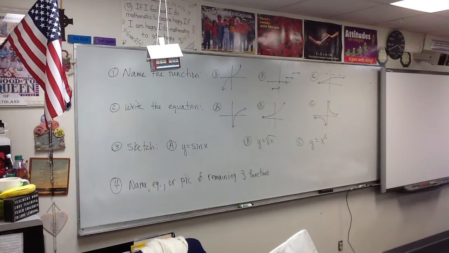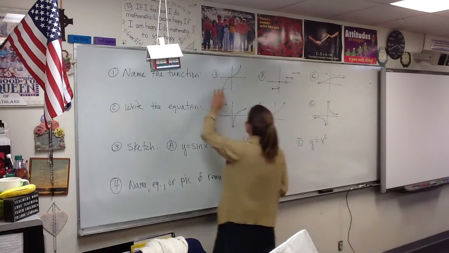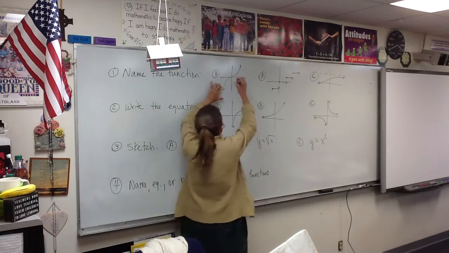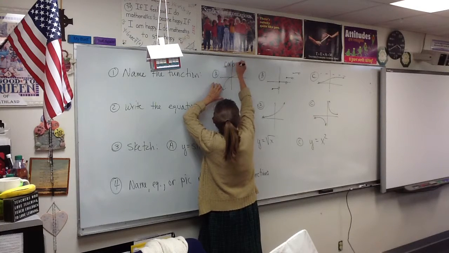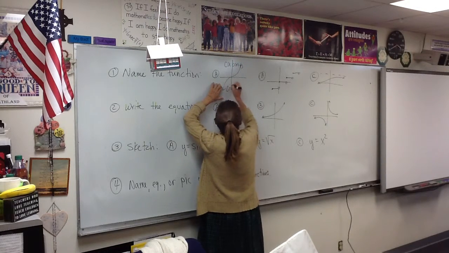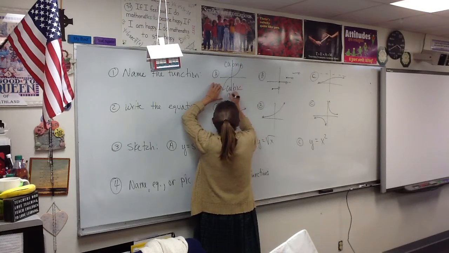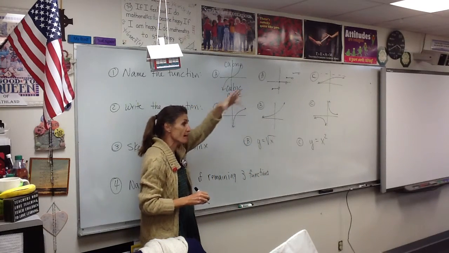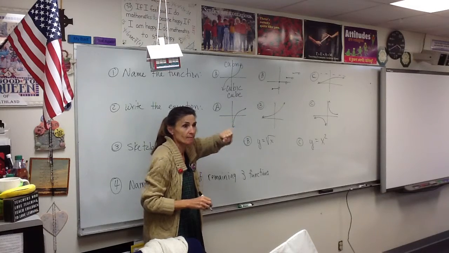It is not so easy when you have to do this without notes, which you will tomorrow. So here we go. Name the function. What name did you give this, Jordan? Cubing. So we write cubing. We could write cubic. We could even write cube. Any of those are okay. Something with the idea of C-U-B-E.